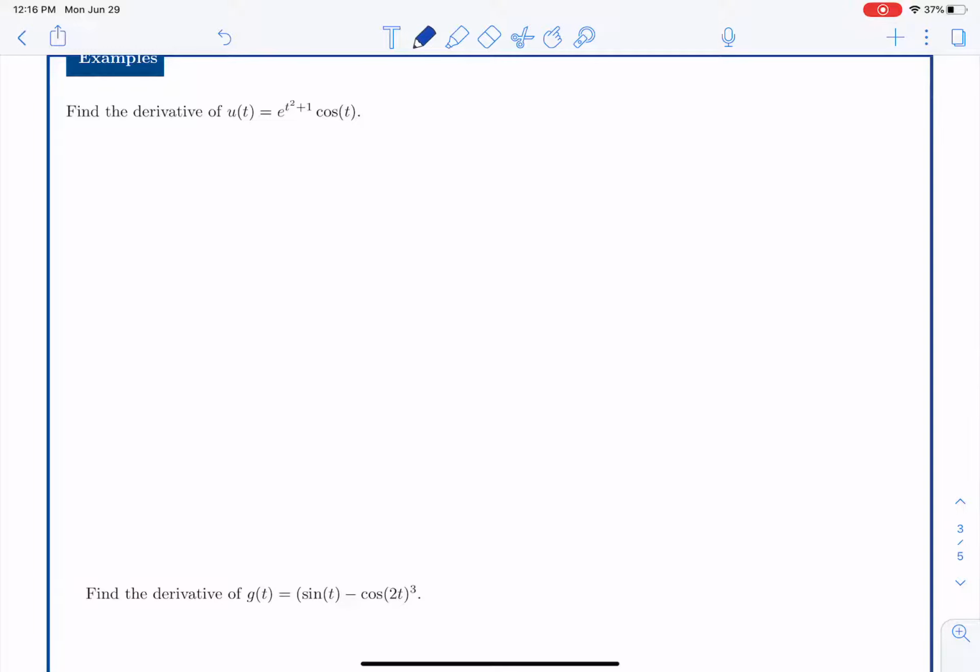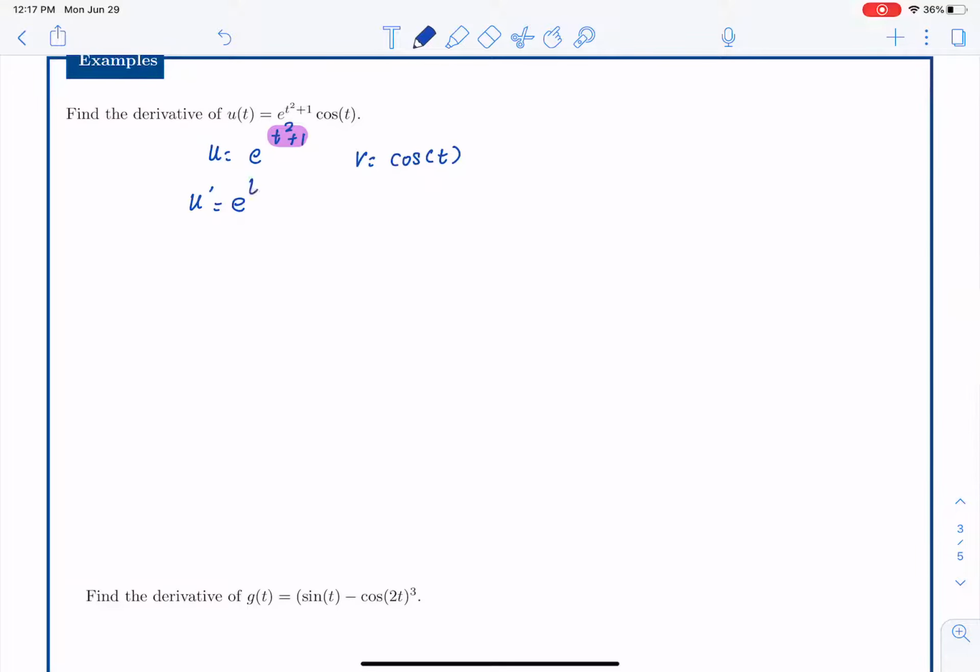So there are a couple of ways to approach this problem. What I'm going to do is treat u as e raised to t squared plus 1 and v as cosine t. U prime: that t squared plus 1 is a function within e raised to t. So I'm going to write it as e raised to t squared plus 1 multiplied by the derivative of t squared plus 1, which is 2t.